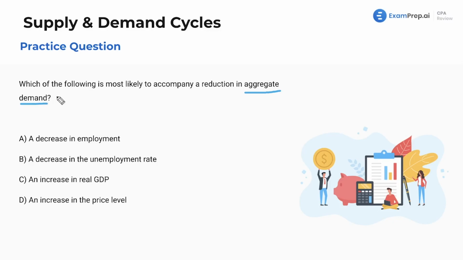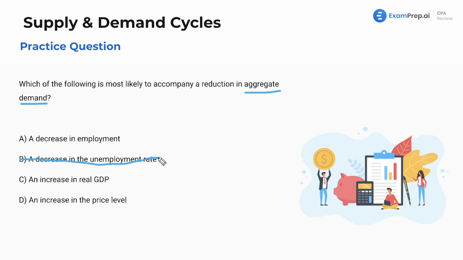All right, so which of the following is most likely to accompany a reduction in aggregate demand? Again, probably decreased economic activity. So which of these indicates decreased economic activity? A, a decrease in employment. Okay, that sounds pretty spot on. Let's keep reading. What about a decrease in the unemployment rate? Well, a decrease in the unemployment rate is a positive factor, whereas A is a negative factor.